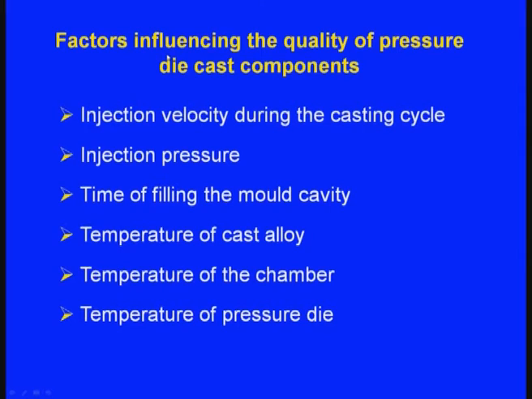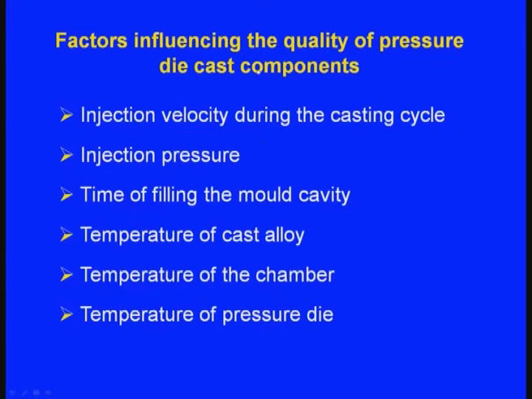Now, let us see the factors influencing the quality of pressure die cast components. One is the injection velocity during the casting cycle. Next one, injection pressure. Next one, time of filling the mould cavity. Next one, temperature of cast alloy. Next one, temperature of the chamber. And finally, temperature of pressure die.